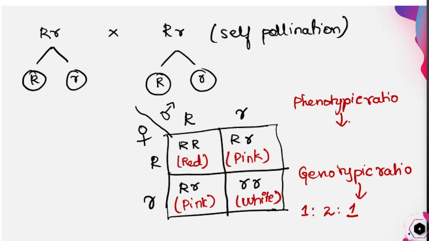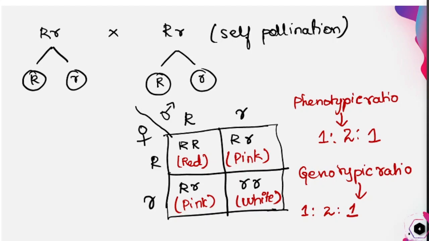But the phenotypic ratio is not like the monohybrid cross, because phenotype is physical appearance. Here you have two pink color, one red color, one white color. So here also you have 1:2:1 ratio. So you have to remember that whenever it comes to incomplete dominance, your phenotypic ratio and genotypic ratio both are the same, and both are equal to 1:2:1. So this is how you have to understand incomplete dominance.